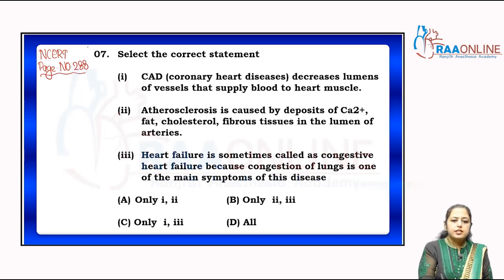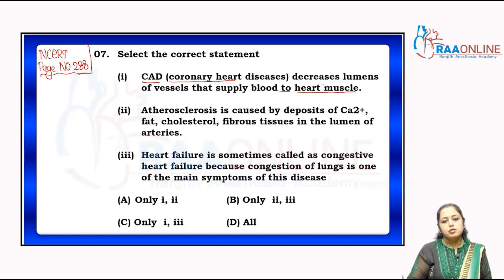Right? It is given on page number 288. Select the correct statement, because it is related to the disease CAD, the coronary heart disease, which decreases the lumen of vessels that supply blood to the heart muscle. Exactly, because it's about the coronary arteries, right? And coronary arteries supply blood to the heart muscles. These are the internal vessels of the heart. Clear? That's why that statement is correct.